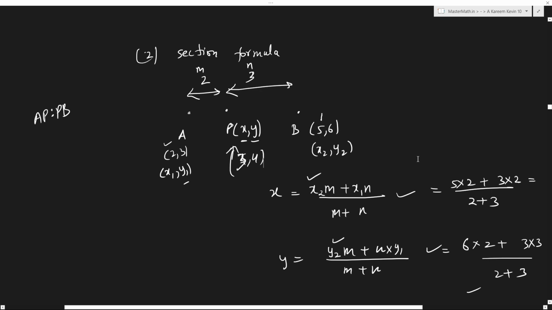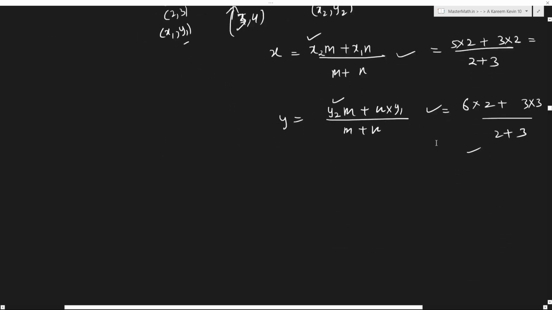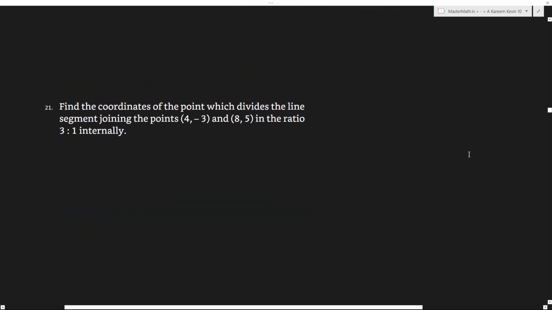In that case, just remember the formula and plug in. Let's try with this, and please make a sketch again. A lot of students are skipping this, so try.